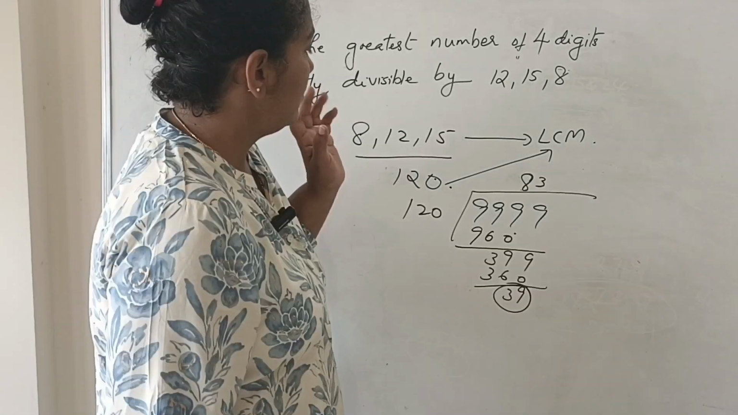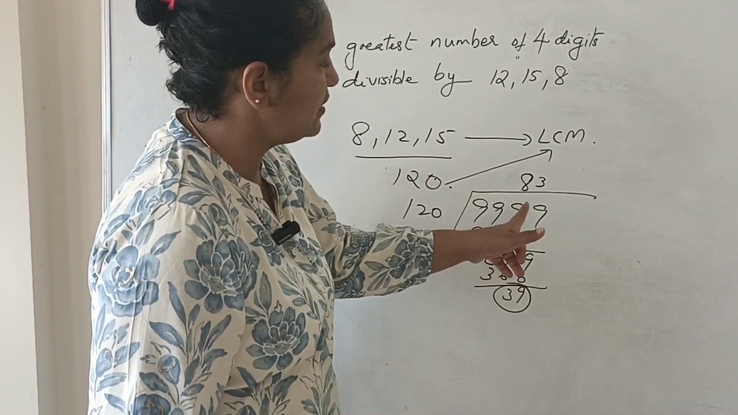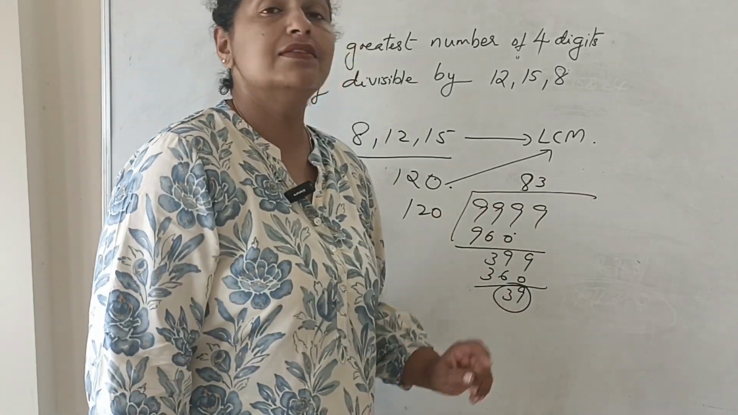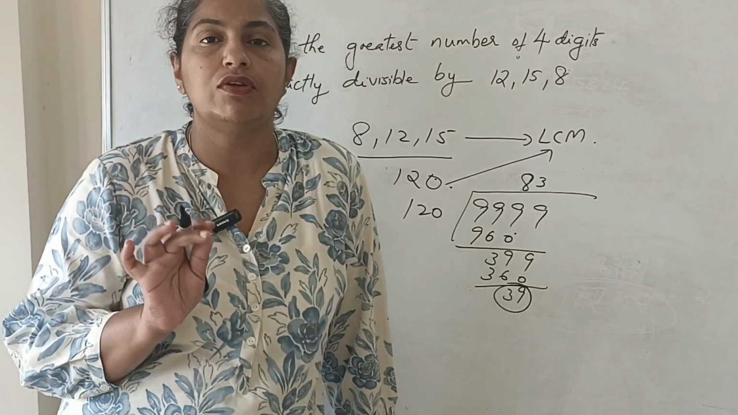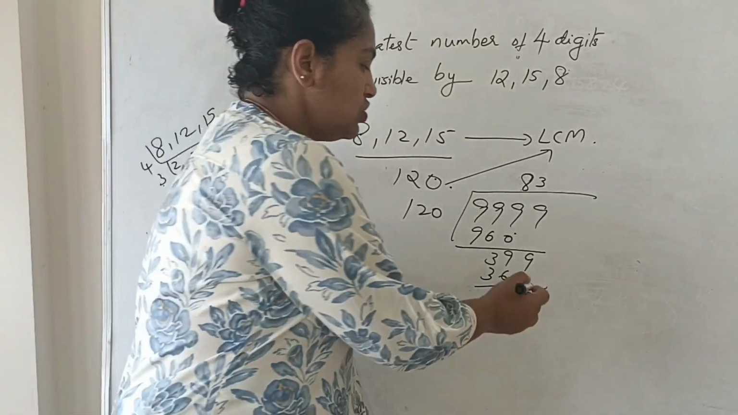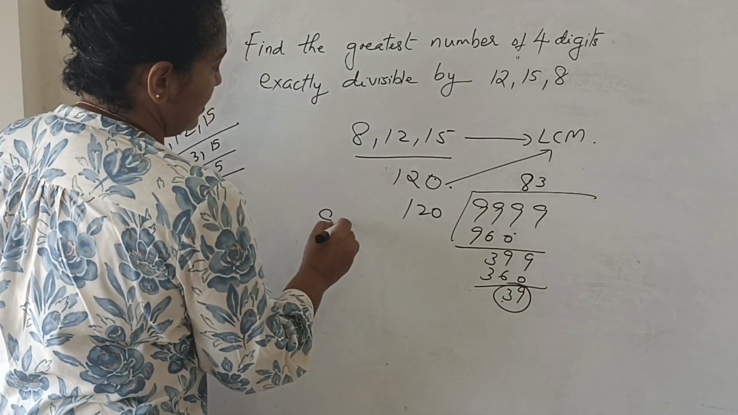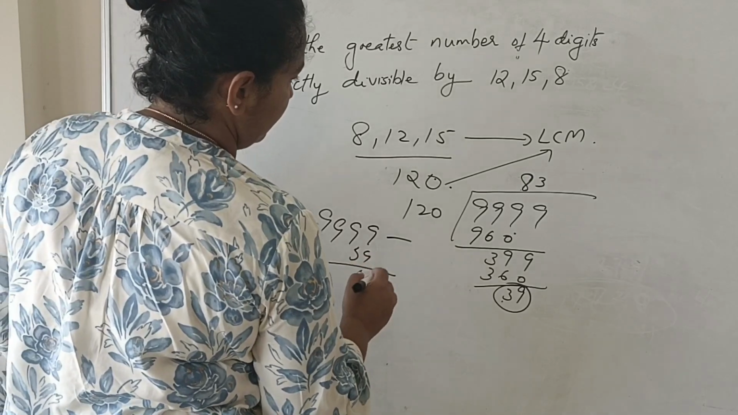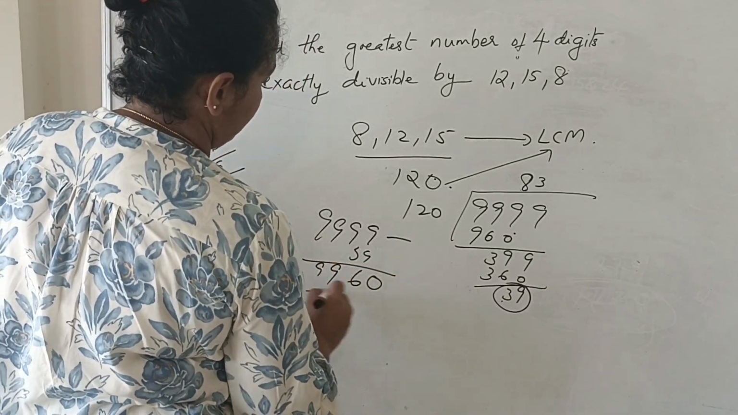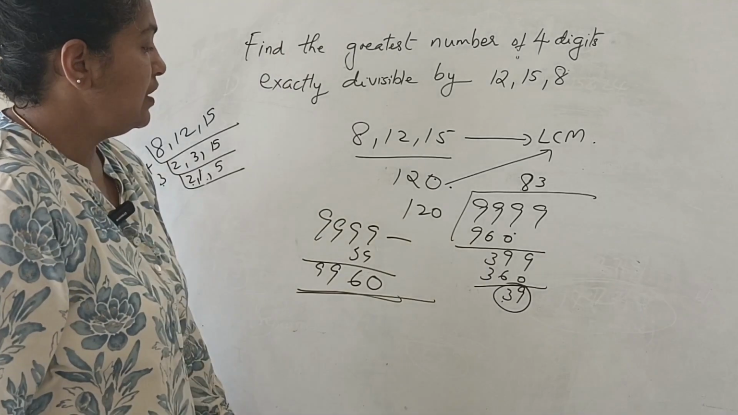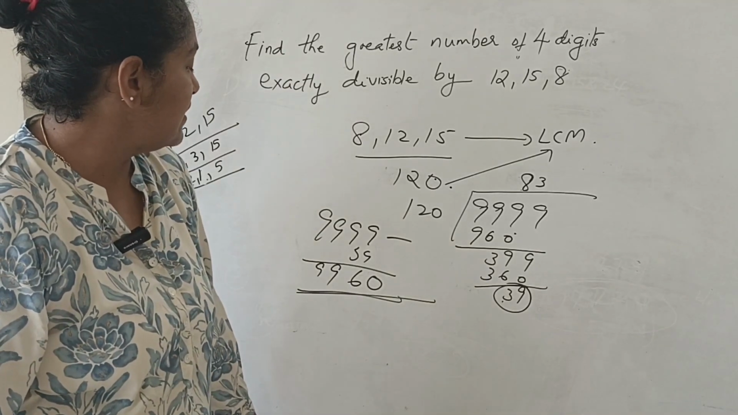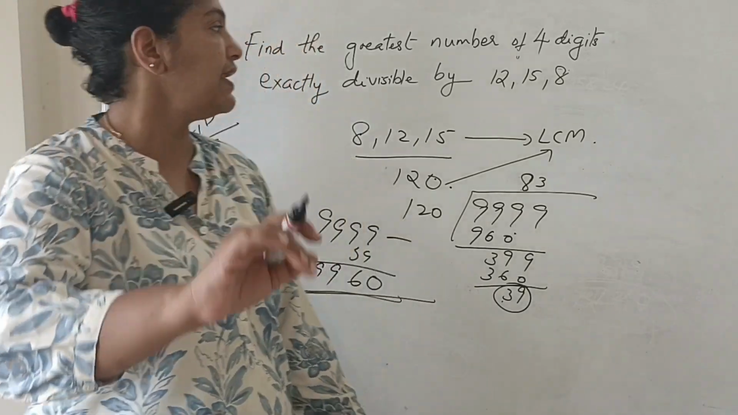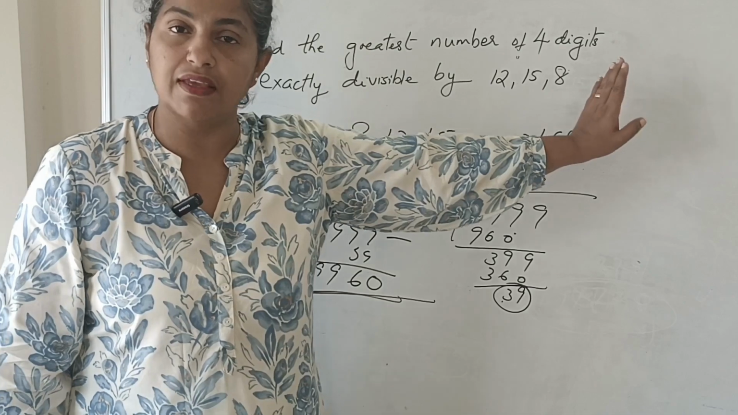Okay. So I have divided 9999, which is our greatest 4-digit number, by 120. You can see that I am getting 39 as a remainder. So if that 39 was not there in the number, I would have gotten my answer. So I am going to subtract 39 from 9999. So I will be getting my answer as 9960. That is the greatest number of 4 digits that is exactly divisible by 12, 15 as well as 8.